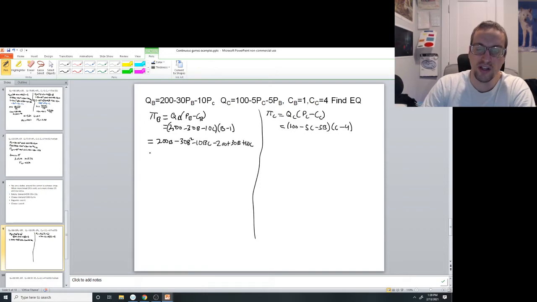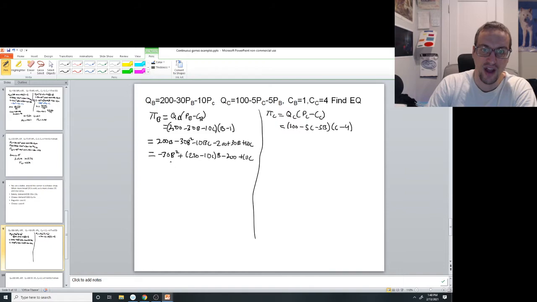And again, we want to group these by the B term. So this is minus 30B squared plus (230 minus 10C) all times B, minus 200 plus 10C. Again, it is of the form AB squared plus B times B. So we end up getting that B max is equal to (230 minus 10C) all over 60.